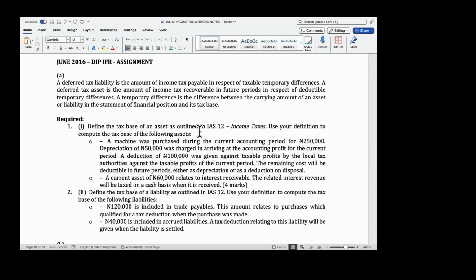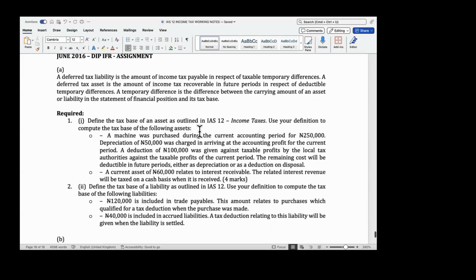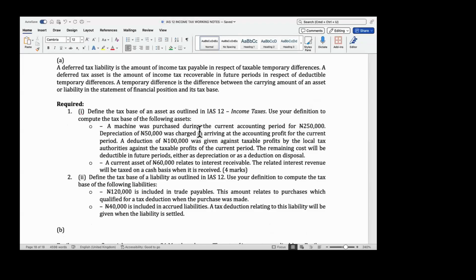A machine was purchased during the current accounting period for 250,000 naira. Depreciation of 50,000 naira was charged in arriving at the accounting profit for the current period. A deduction of 100,000 naira was given against taxable profit by the local tax authorities against the taxable profit of the current period. The remaining costs will be deductible in future periods, either as depreciation or as a deduction on disposal. 2. A current asset of 60,000 naira relates to interest receivable. The related interest revenue will be taxed on a cash basis when it is received.